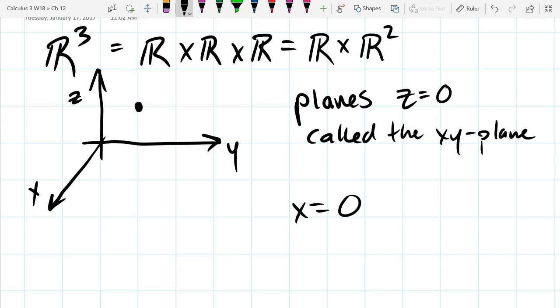Or you can think of it kind of as the, I don't want to say back wall, because there's things behind it. It's not the back wall, but it's what separates the points with positive x coordinates from points with negative x coordinates. So this is the yz plane.